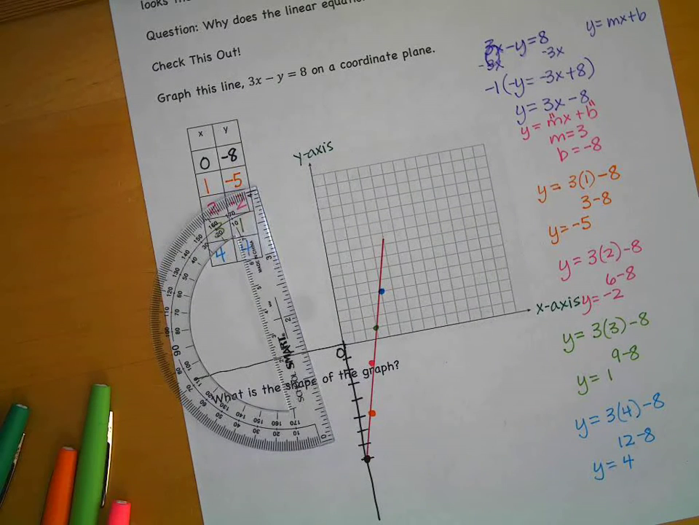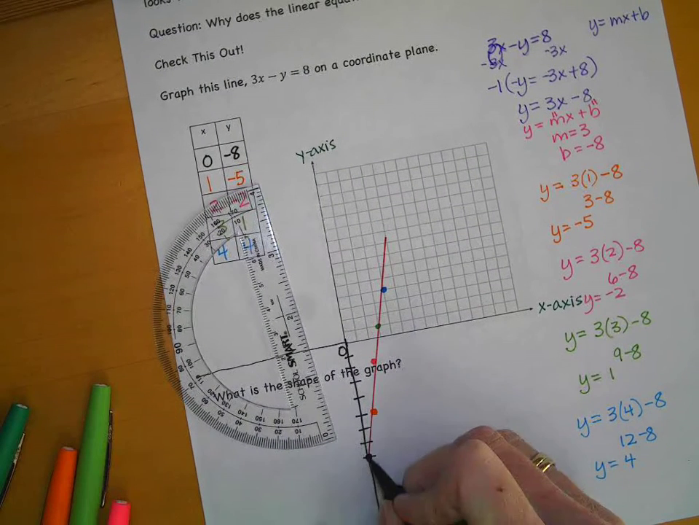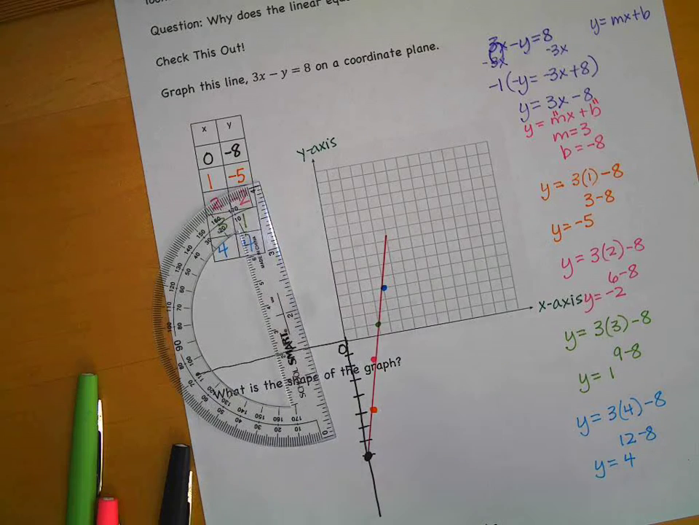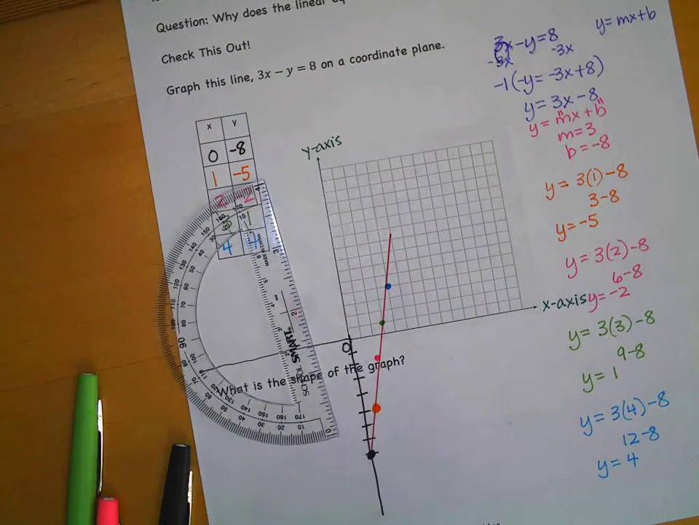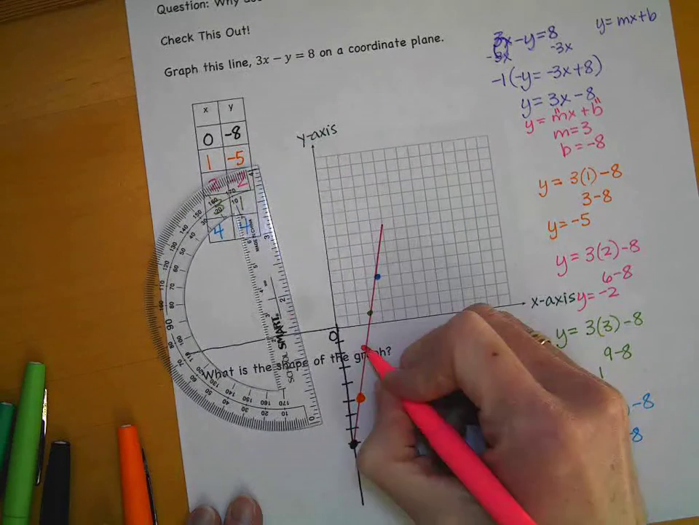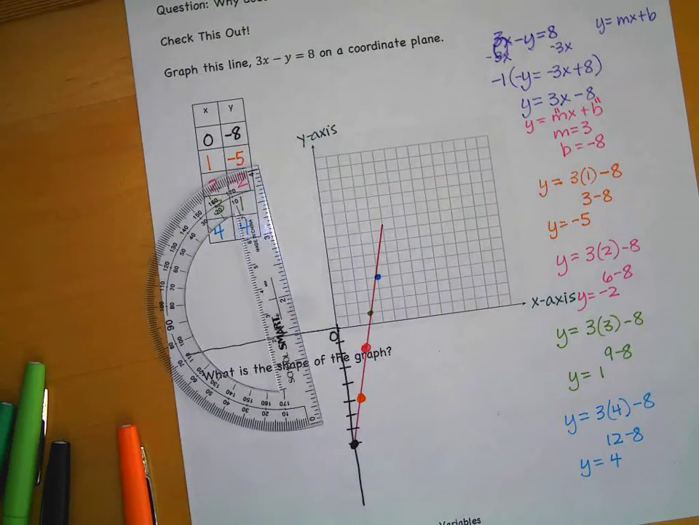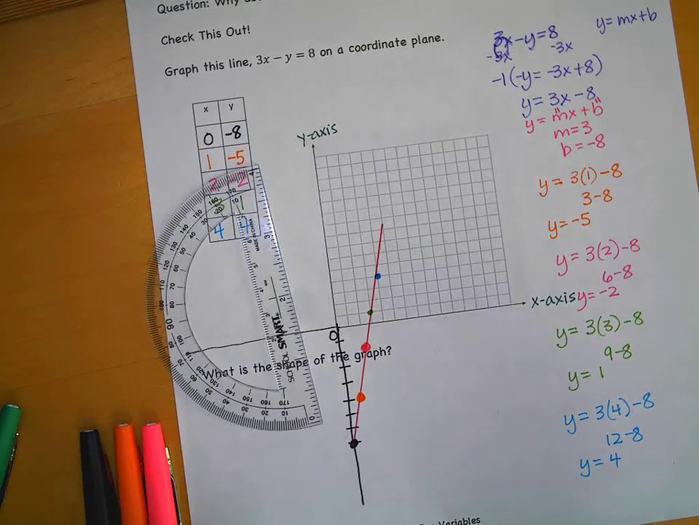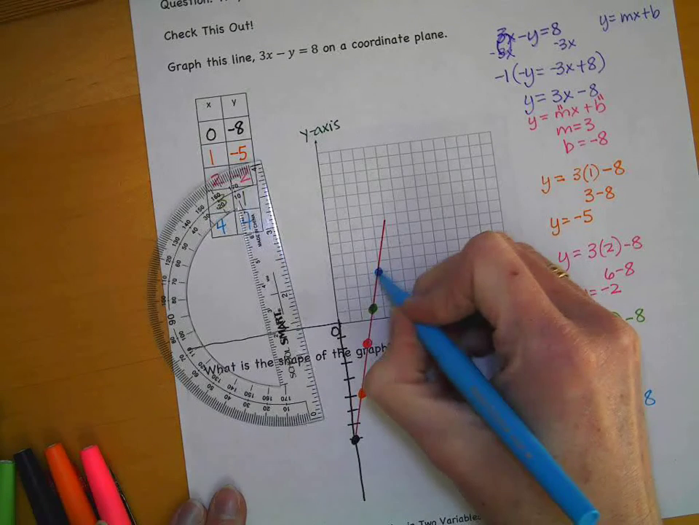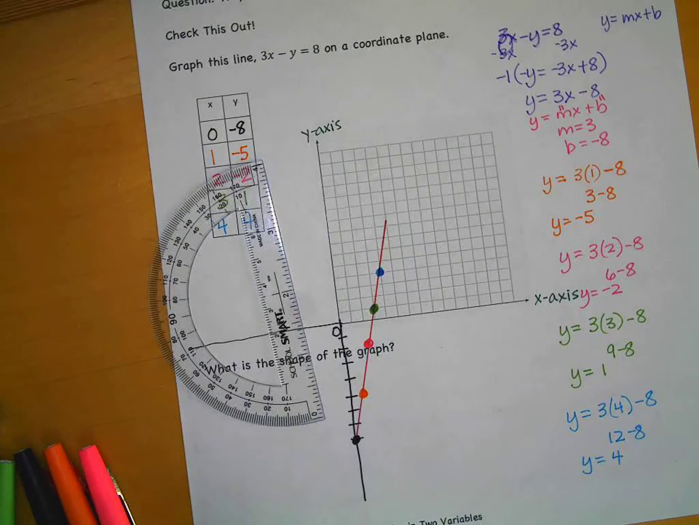And so what you can see is we started where it crossed the y, right here at 0 and -8. Then we are sitting at 1 and -5. And then we're sitting at 2 and -2, right? And then we're sitting at 3 and 1, right? And then we're sitting at 4 and 4.